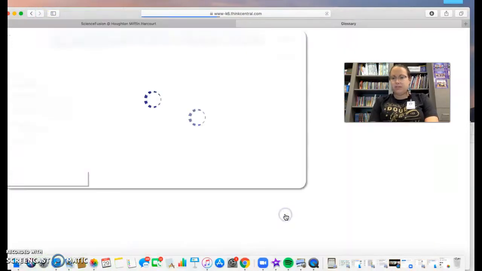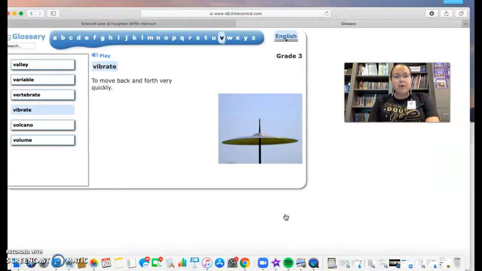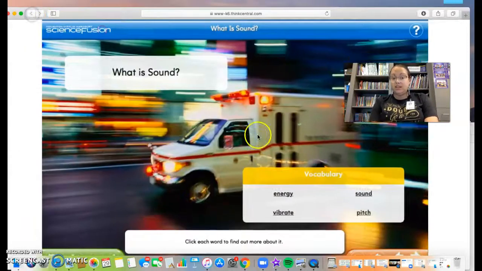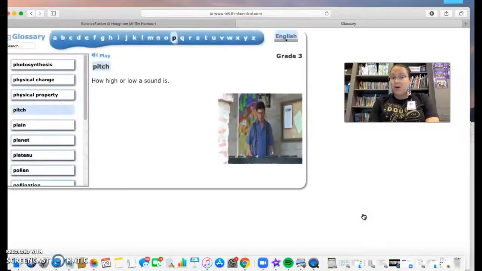Let's look at vibrate. Vibrate means it moves back and forth very quickly. The picture example they've given is a cymbal, and I think we're going to see why they did that later on in the lesson. And the word pitch means how high or low a sound is. So he's playing on a xylophone, and if he goes to play up here on the high notes, the sound is up high, and down here the sound is low. That's the difference in pitch.